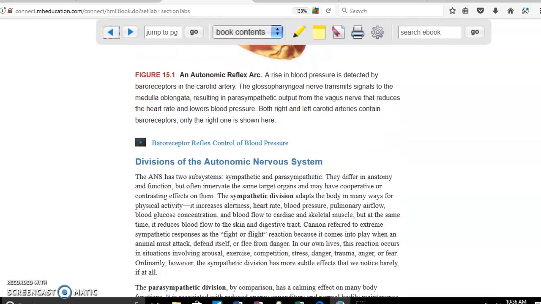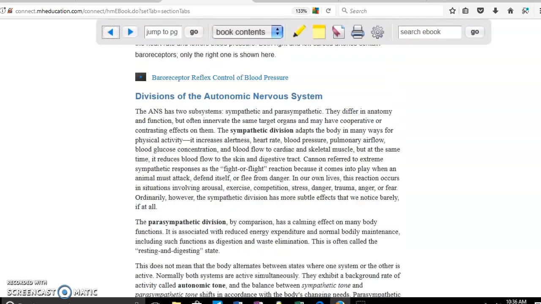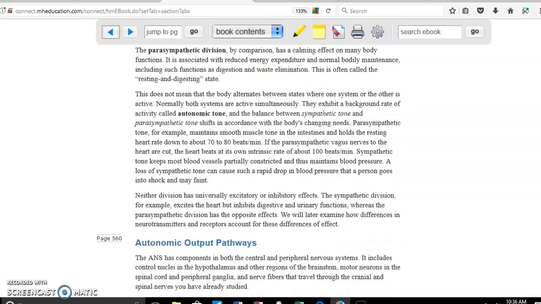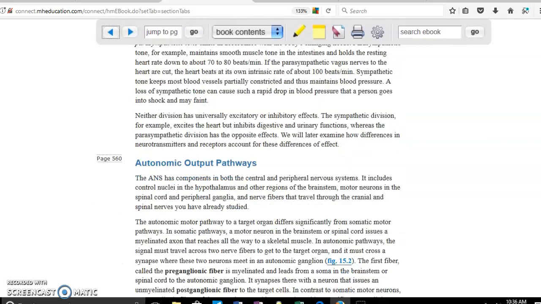So if we keep scrolling down, divisions of the autonomic nervous system, there are two main divisions. One of them is the sympathetic nervous system, and the other one is the parasympathetic nervous system. Right here you can see parasympathetic and sympathetic nervous system. If we scroll down, we said autonomic output pathways.